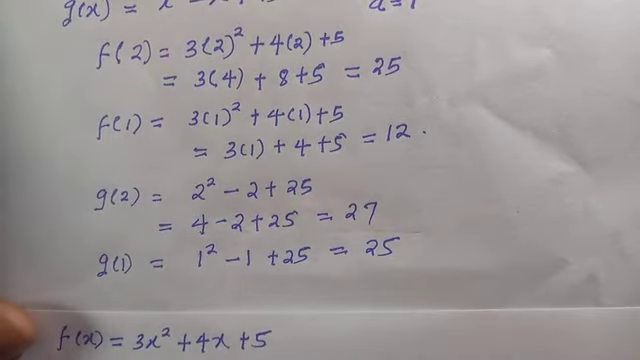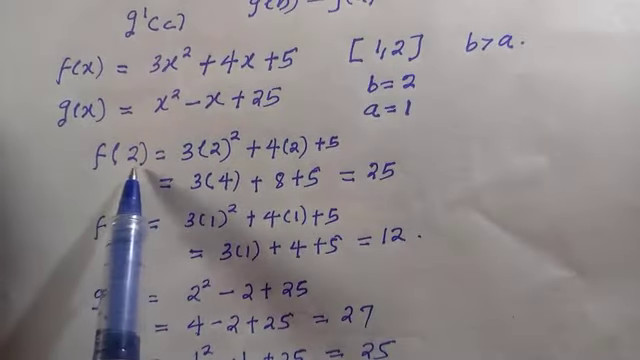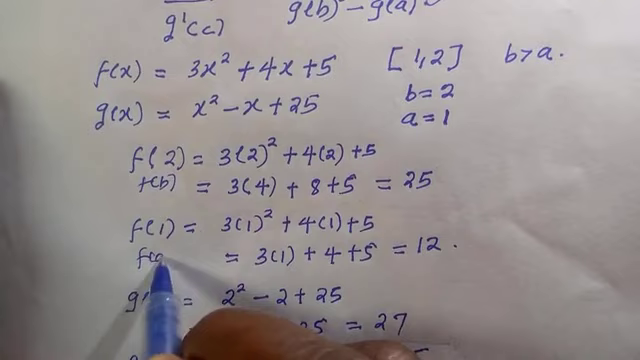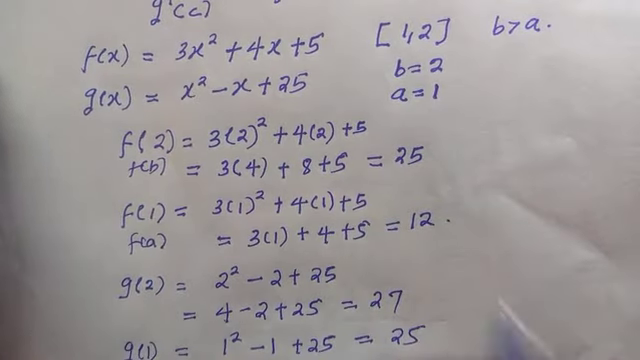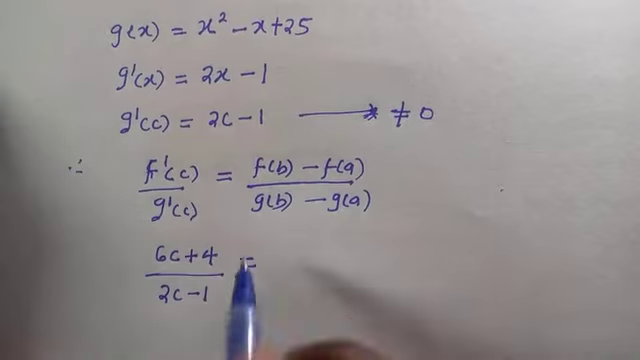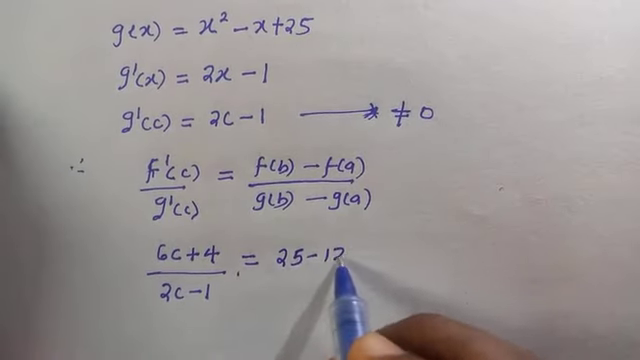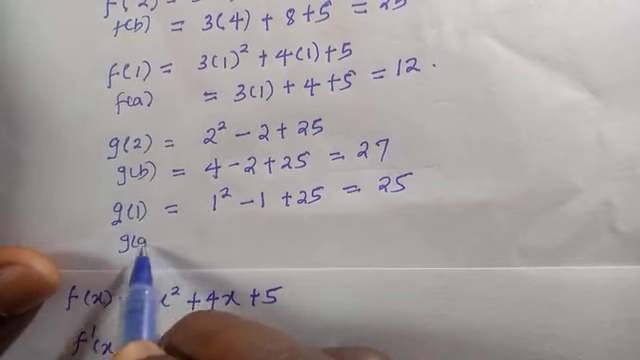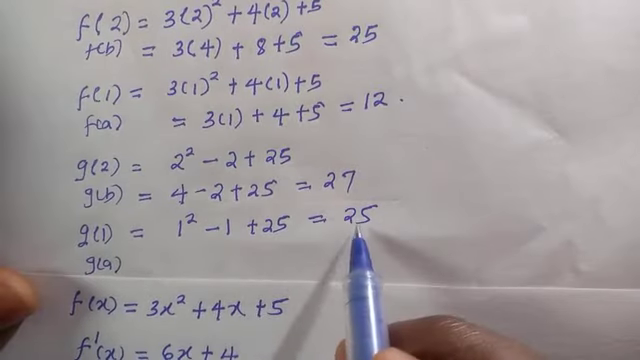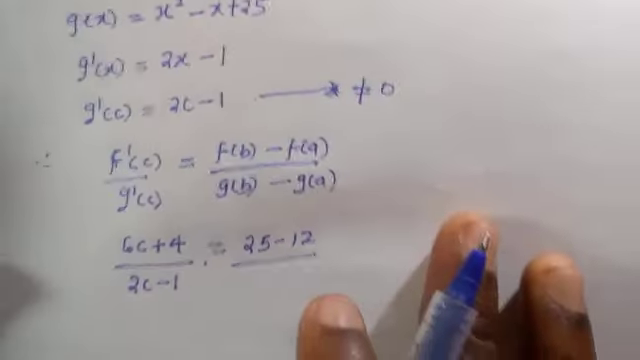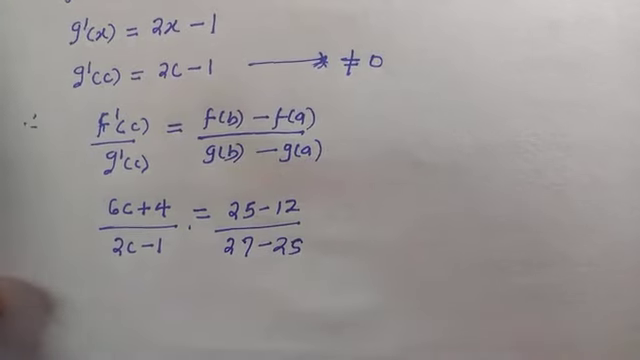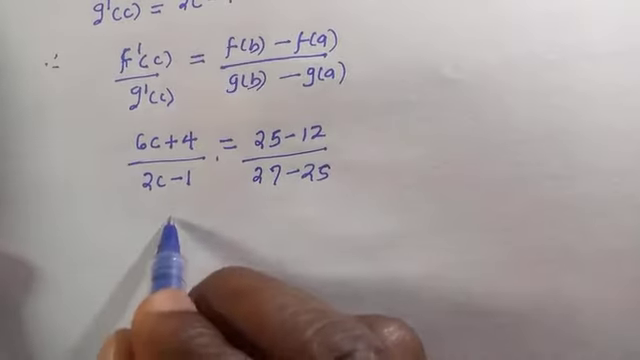f of b, which is f of 2 that we got, is going to be 25, and f of 1, which is f of a, is 12. So putting in these two values, f of b minus f of a is 25 minus 12, divided by g of b, which is g of 2, and g of a, which is g of 1. Both are 27 and 25. Then we are going to have this as 27 minus 25. Then we can now proceed to find the value of c.